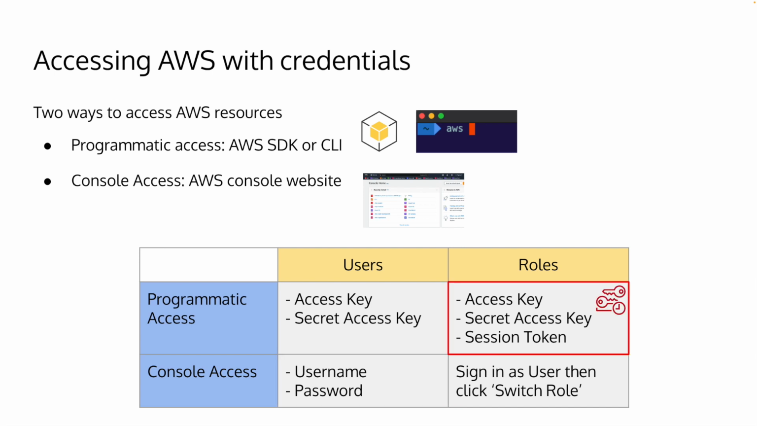Now looking at roles, when you request credentials for a role through STS, you're given an access key, secret access key, and session token. With these credentials, you can make programmatic calls.